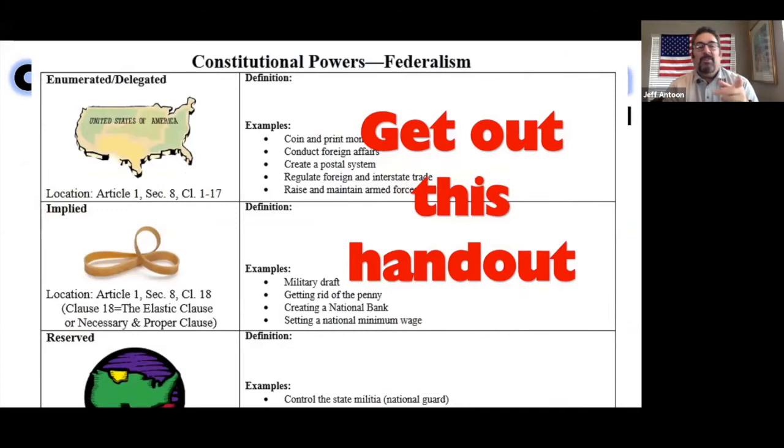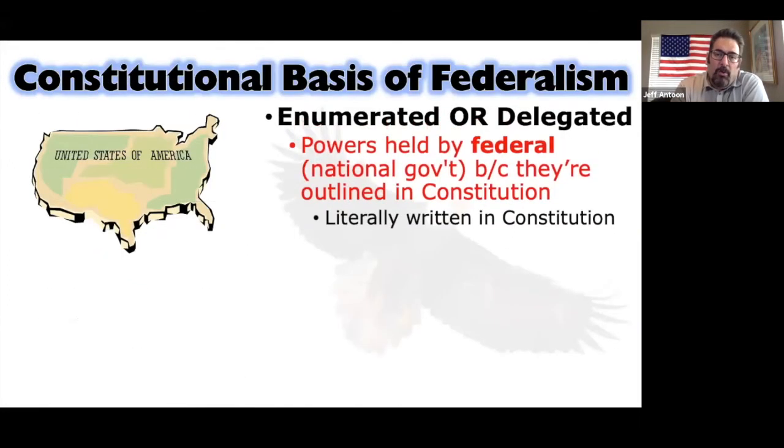So let's talk about some of the powers we're given out of this federalism idea. You have this handout with you. You should be able to use this to take notes. And all you're doing is defining, because I've printed out a lot of the stuff and show you where it is to help you out. So enumerated or delegated means these are powers held by the federal or national government because they're outlined. Enumerated is numbered. They're outlined in the Constitution.